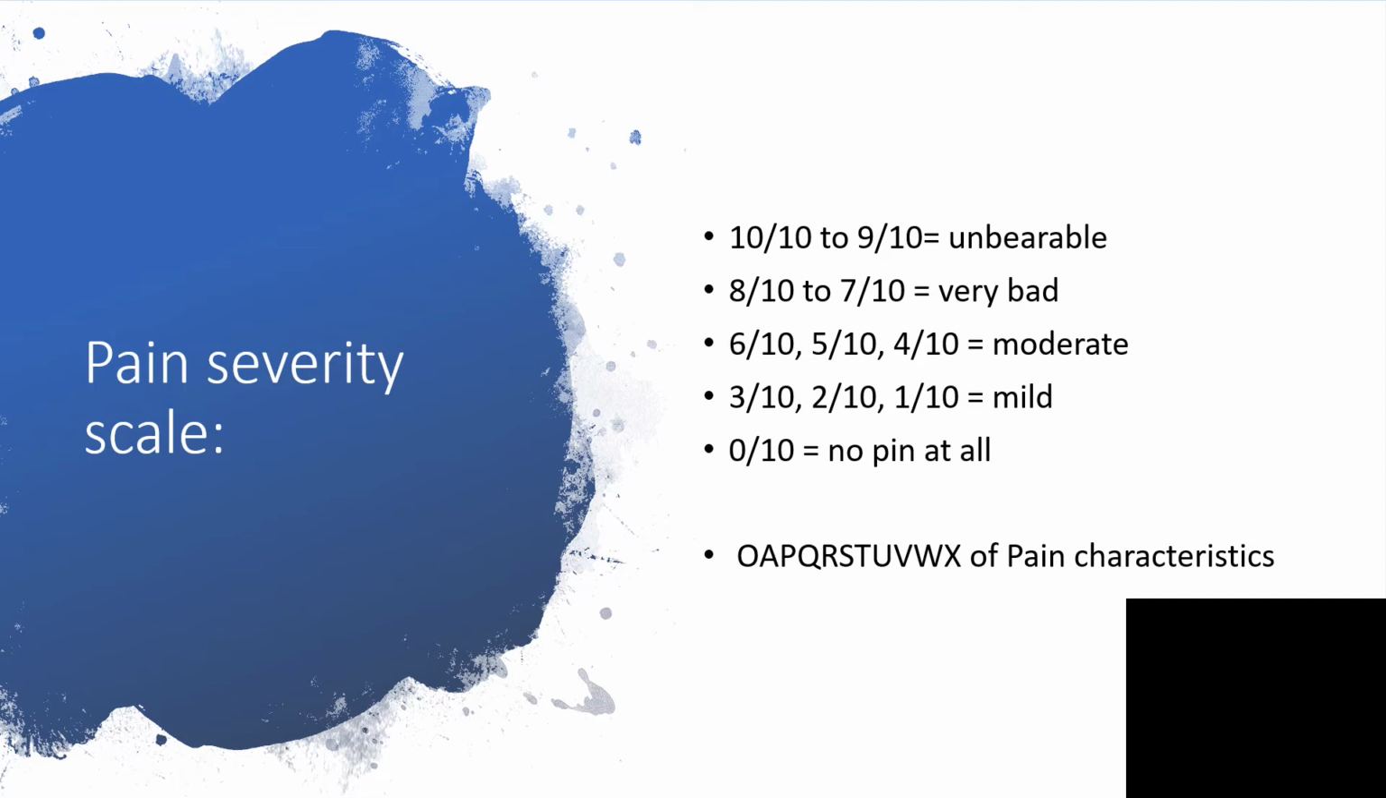Then, while taking the history, we have mnemonics like OA, PQ, RST, UV, W, X of pain characteristics. When is the onset? Any alleviating, any palliative or aggravating factors, quality and radiation, the site, the severity, the timing, your understanding, any vomiting, as you tell with any other thing, and so on and so forth. So when we come to the history and physical examination aspect of my channel, we'll go into details of all this.